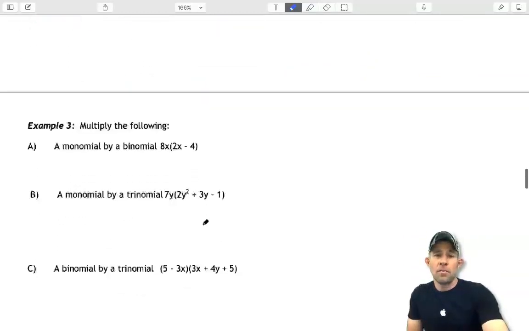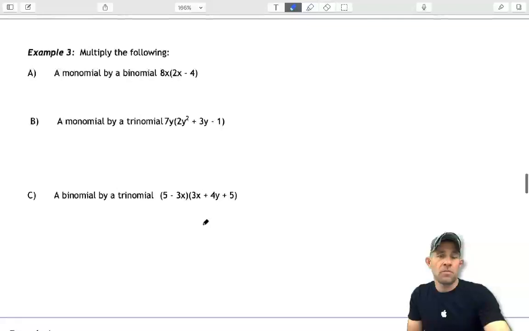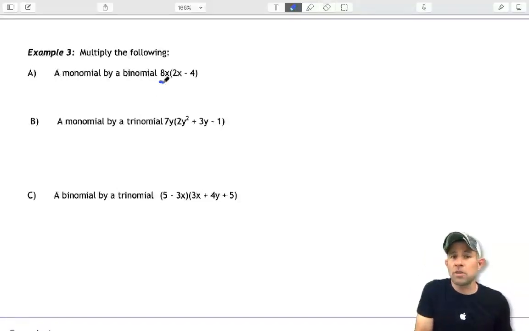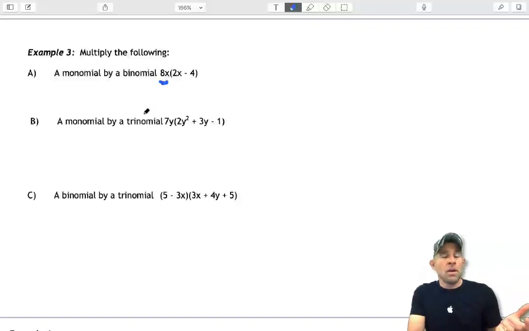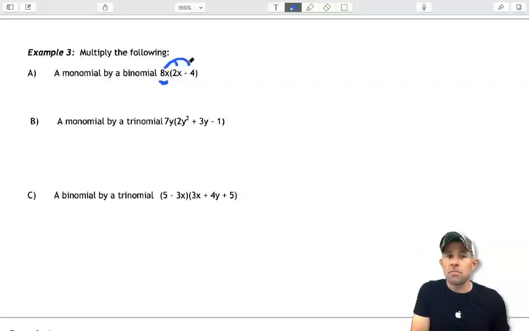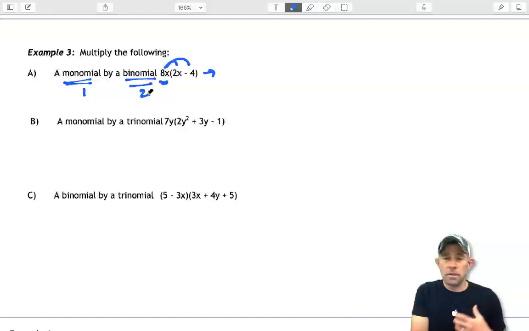All right, let's practice our extended distributive property. Simply what the extended distributive property says is you're going to make sure each term in one binomial or polynomial gets multiplied to each term in the other. So when I multiply the monomial here, which has one term, by the binomial, which has two, I'm going to make sure that one term gets multiplied to these two terms. So 8x times 2x gives me 16x squared, and 8x times a negative 4 gives me negative 32x.